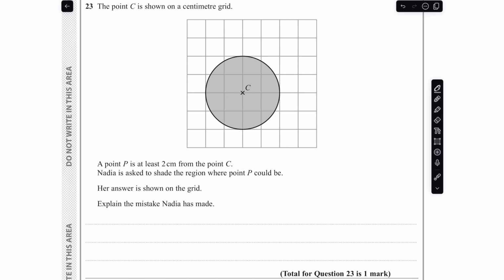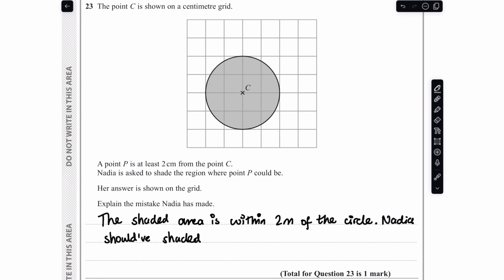In question 23, point C is shown on a centimeter grid. A point P is at least 2 centimeters from the point C. Nadia is asked to shade the region where point P could be. Her answer is shown on the grid. Explain the mistake Nadia made. So very simply, Nadia should have shaded the region outside the circle because it's at least 2 centimeters. It can be no less. The shaded area is within 2 centimeters of the circle. And so Nadia should have shaded the region outside the circle.